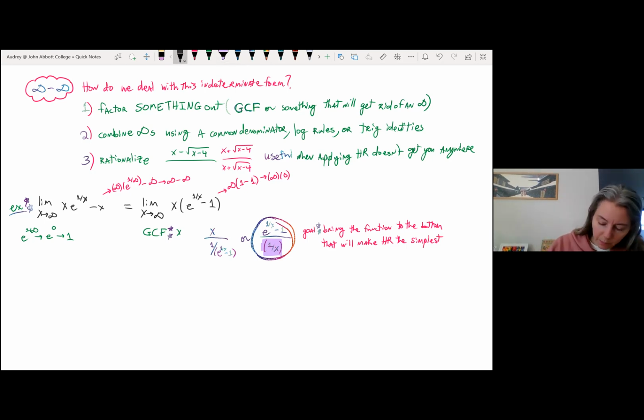Okay, so I'm going to move it to the denominator: limit as x approaches infinity of e to the 1 over x minus 1 over 1 over x. When I plug in, I get 0 over 0. That 1 over infinity on the bottom is going to 0. So now I am allowed to use L'Hopital's rule. I'm going to go down here to do it.